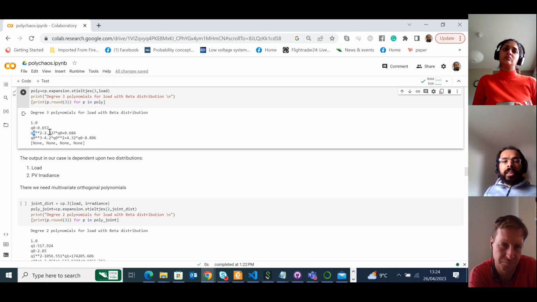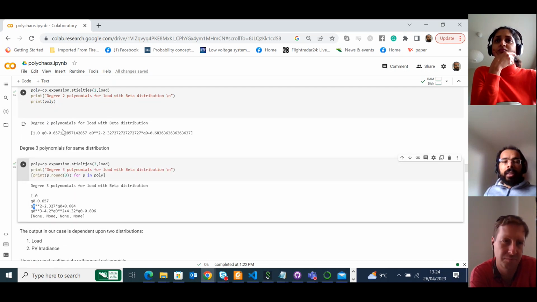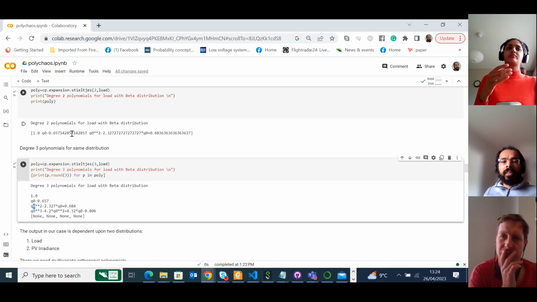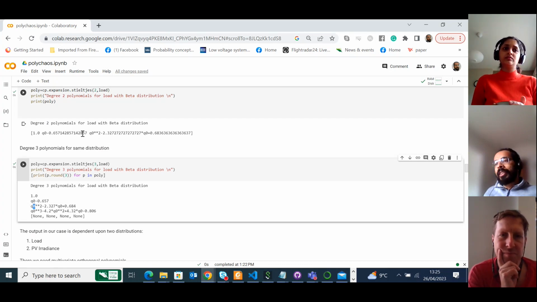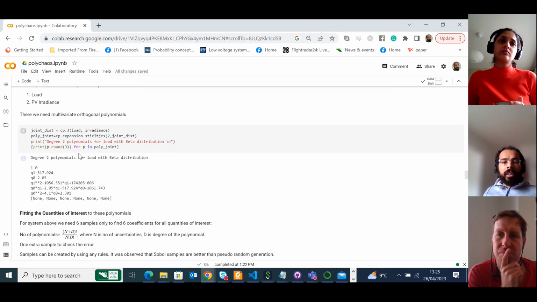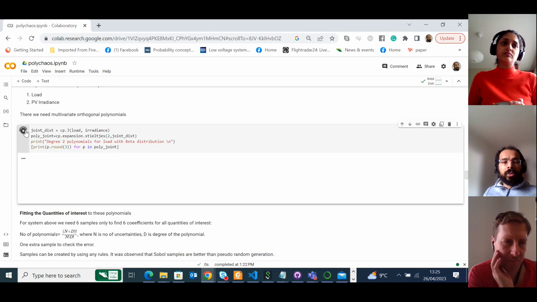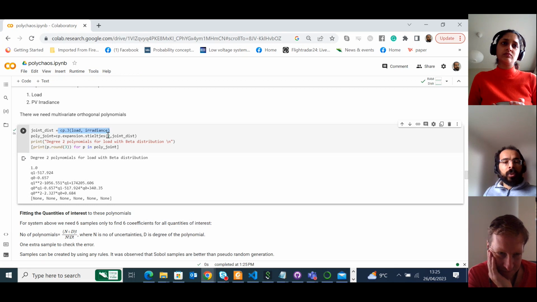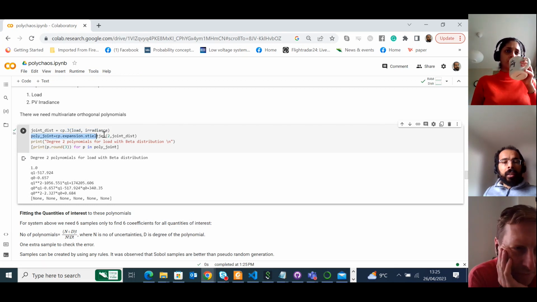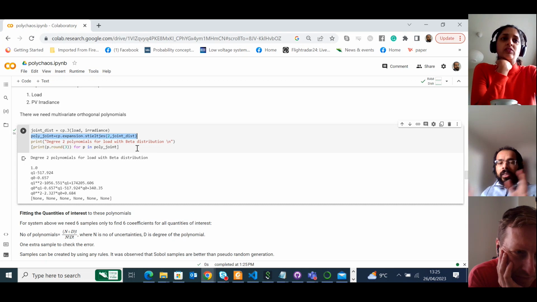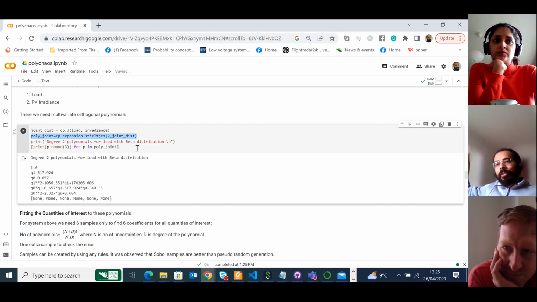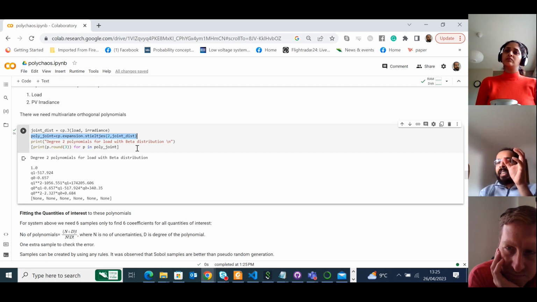In this case, if it is a second degree polynomial and you have two uncertainties, then it is 3 times 3, so you have to carry 9 coefficients to represent the system. But if you do a tensor product already and get a joint distribution, so we take a joint distribution of load and irradiance and make a joint polynomial expansion. It doesn't mean anything about the joint distribution or copula or whatever. It's just taking the univariate polynomials of the two distributions and taking their product.